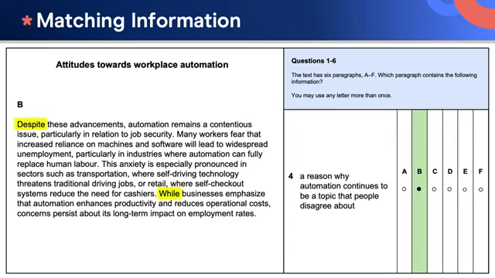The words despite and while are contrast signal words. They show there's a difference, contradiction, or opposing idea. Paragraph B says, despite these advancements, automation remains a contentious issue. It goes on to give a reason why this is the case, saying, many workers fear that increased reliance on machines and software will lead to widespread unemployment, and also that concerns persist about its long-term impact on employment rates.